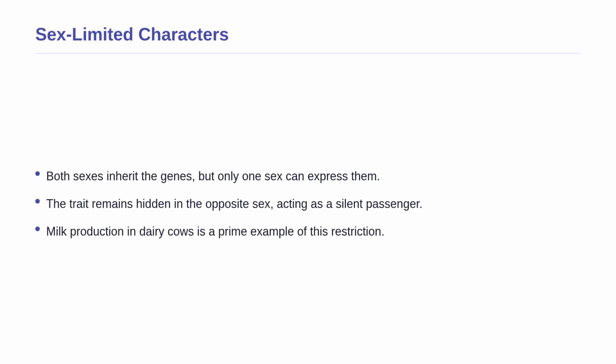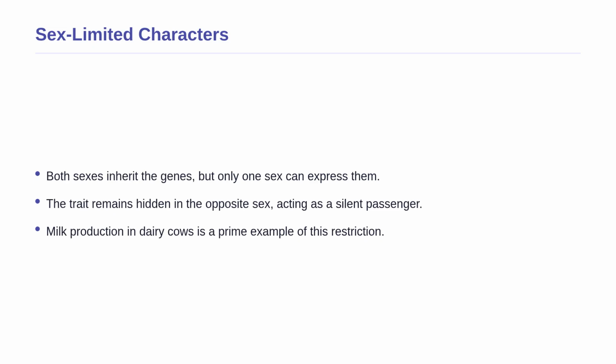Think of a locked treasure chest that both a brother and a sister inherit. They both own the exact same chest, but only the sister was given the key to open it. The brother has the chest, but he can never use what is inside. In genetics, both males and females inherit the genes for a specific trait, but the trait is only ever unlocked and physically expressed in one sex. The other sex carries the genes silently and can pass them on, but will never show the trait themselves.